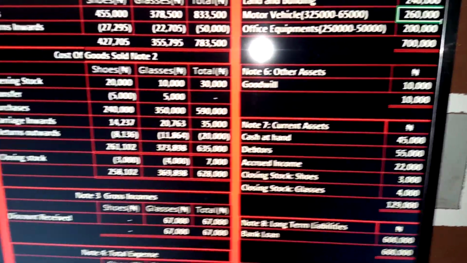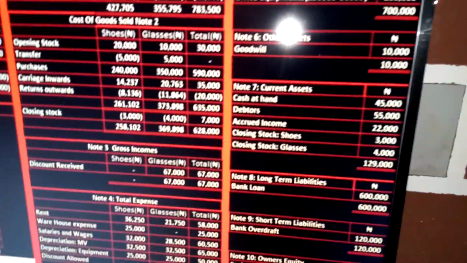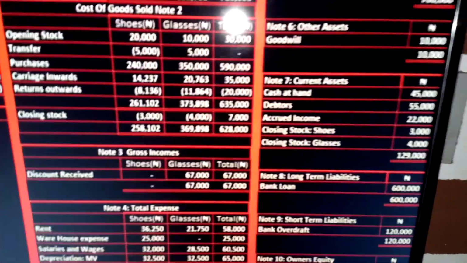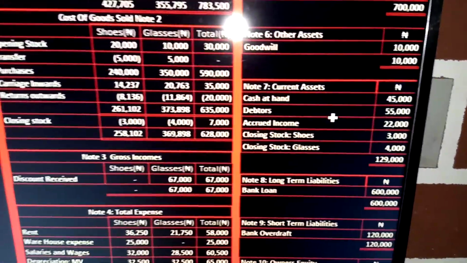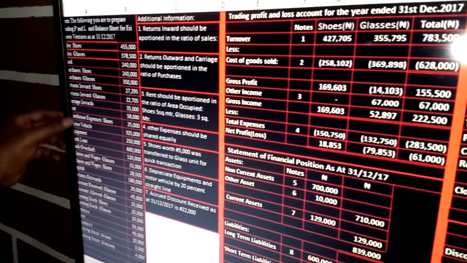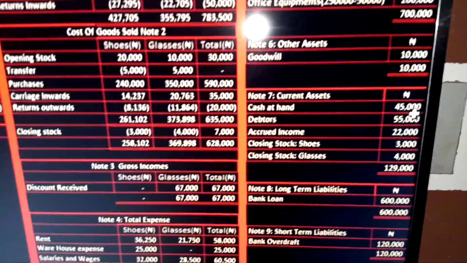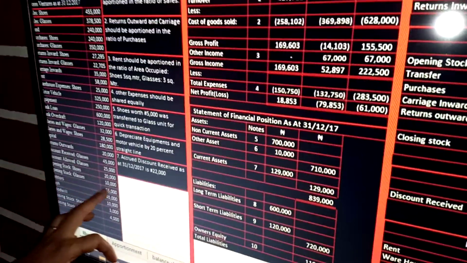Other assets according to the question is goodwill. Goodwill in the question is how much? 10,000. We didn't write it off. So goodwill remains 10,000. Then what else? You have current assets. What are your current assets? Cash at hand. What's your cash at hand in the question? So you go to the question and pick them and put them accordingly. Cash is 45,000. Your debtor here, 55,000.